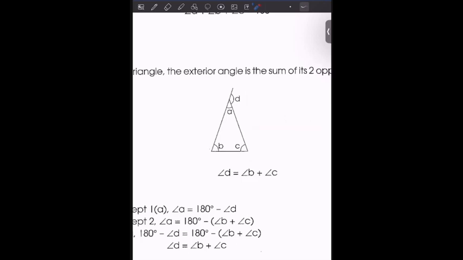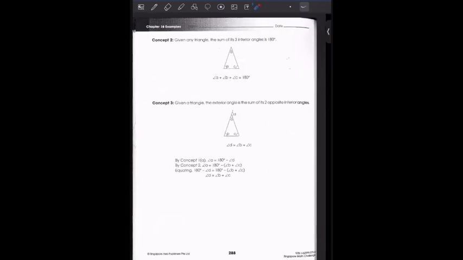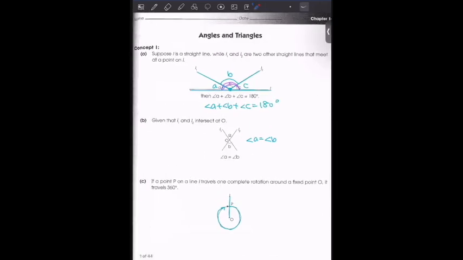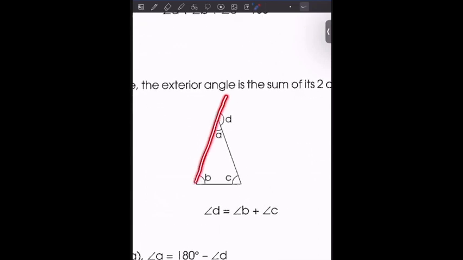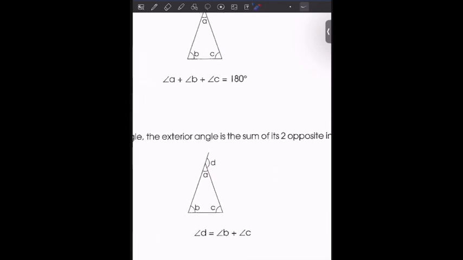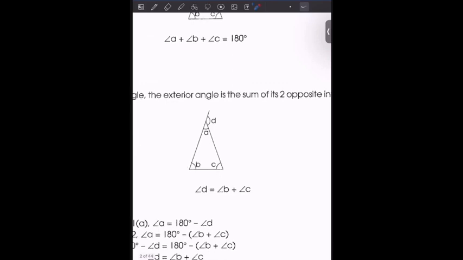And to explain why this happens, since we have a straight line, we know that angle A plus angle D is going to equal 180 degrees. And that we can confirm in the first topic, where we have a straight line with angles that form 180 degrees. And so since we extended the line and it is a straight line, these two angles are going to add up to 180 degrees. Now, based on what we just learned above, we learned that the sum of the three interior angles of a triangle is always 180 degrees.